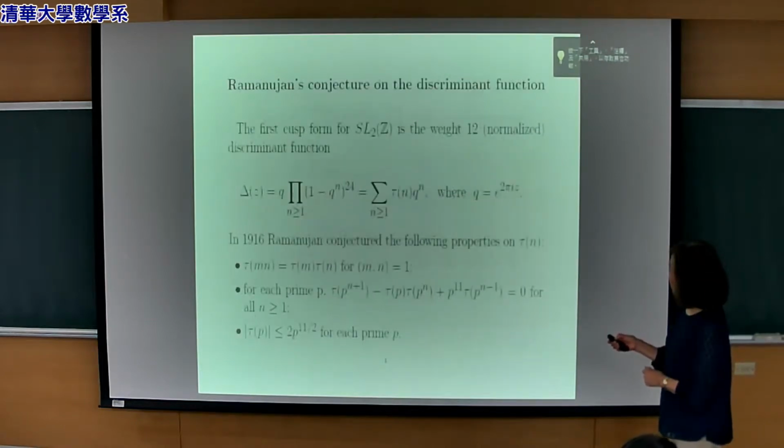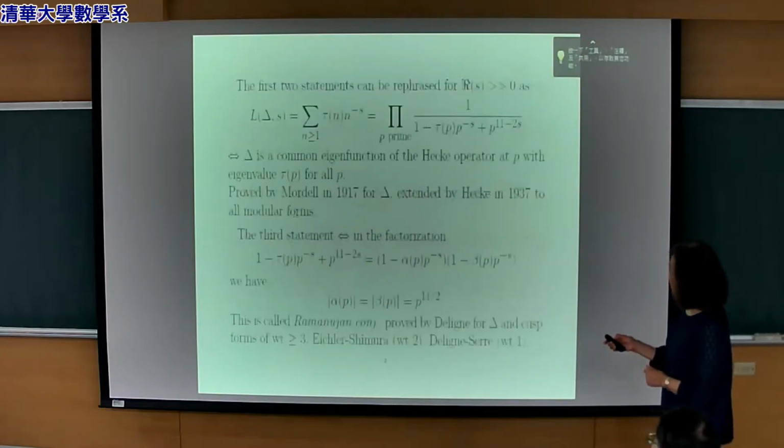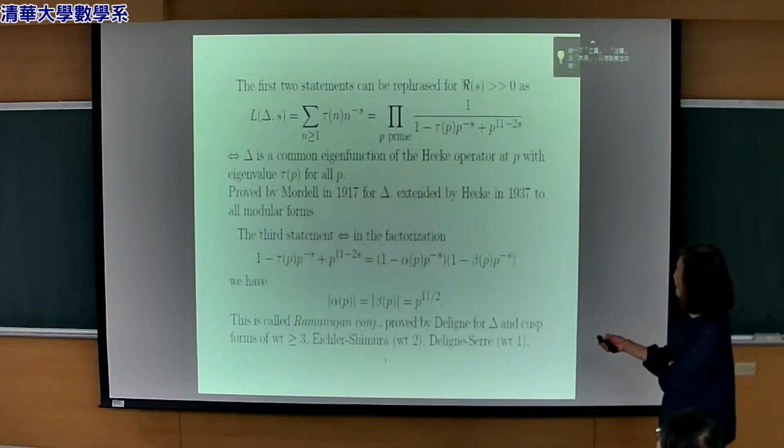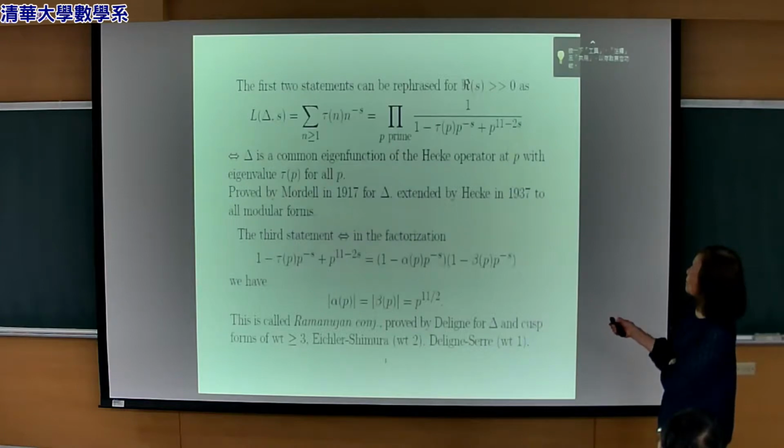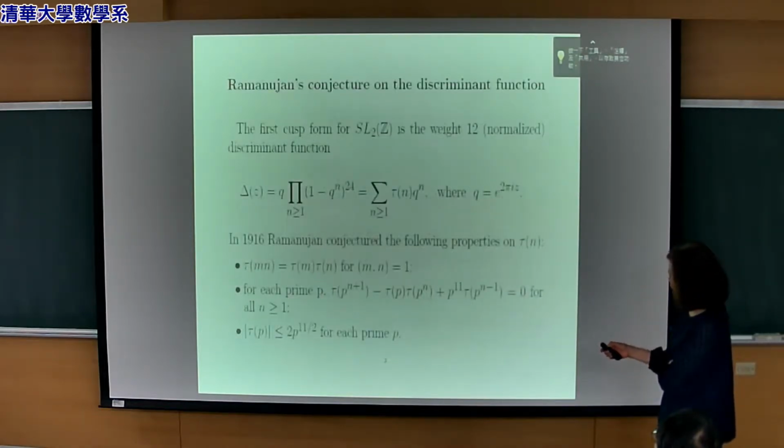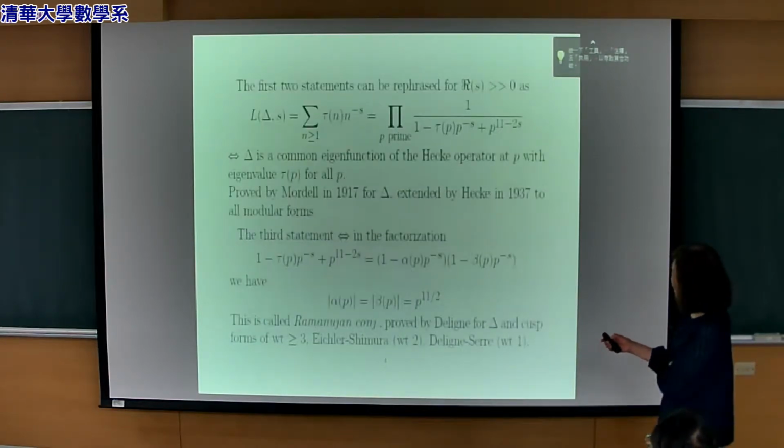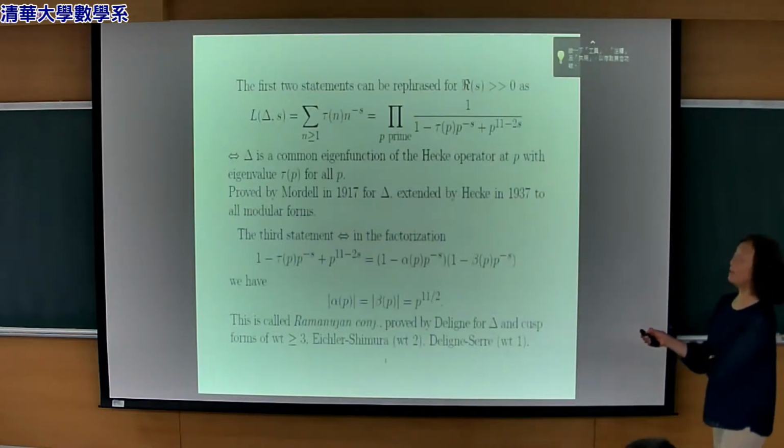So the first two properties about the behavior of tau can be summarized by saying that this infinite sum can be expressed as an infinite product over primes p, whose factors are 1 over 1 minus tau p times p to the minus s, plus p to the 11 times p to the minus 2s. So the coefficients there come from the coefficients of the recursive relation. So this reformulation actually was already noticed by Ramanujan himself.